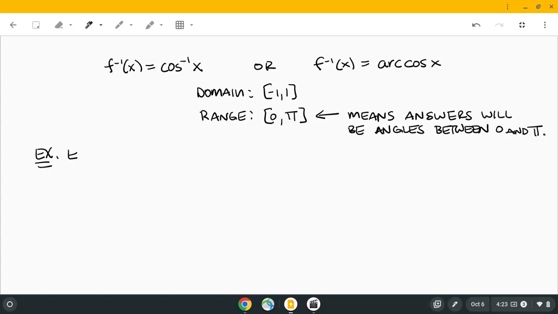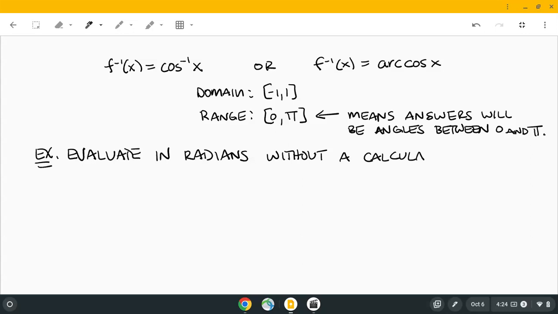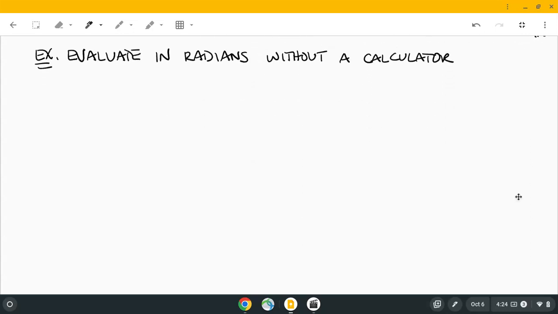Let's go ahead and evaluate without a calculator. All right, so evaluate in radians without a calculator. Okay, all right, so let's take a look at these.